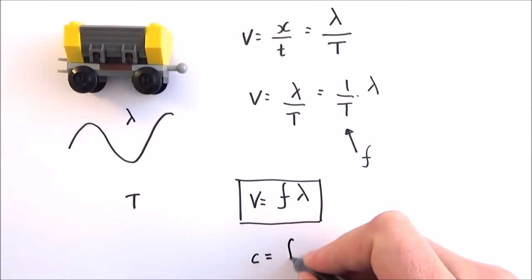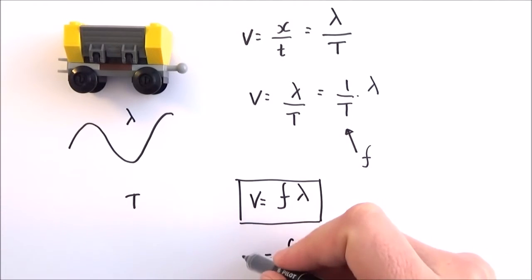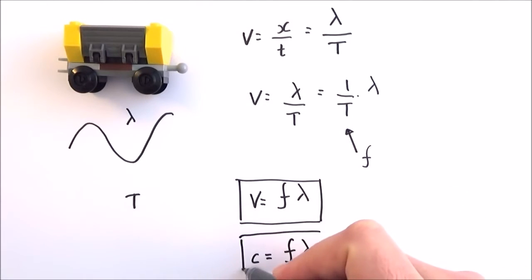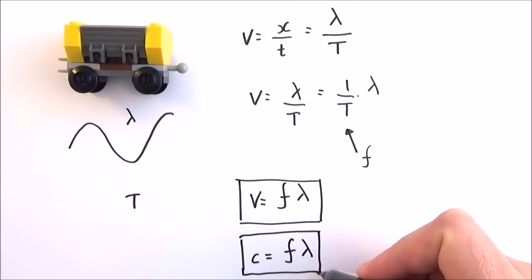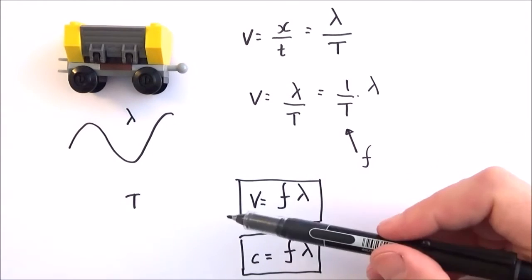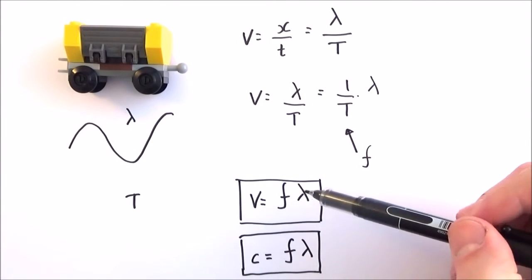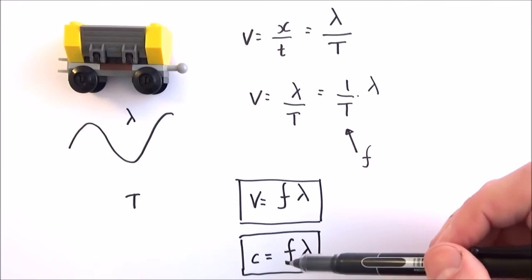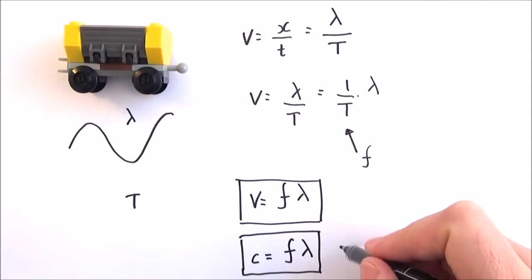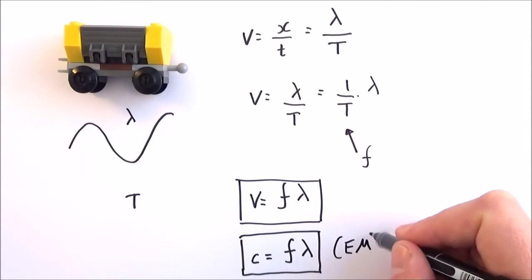And if we're talking about electromagnetic waves, we can say that c equals f lambda, provided those waves are travelling in a vacuum, or something a bit like a vacuum, or close enough like the air. So the wave equation, the wave speed, is equal to frequency times the wavelength, or the speed of light is equal to frequency times wavelength. But this one here is only for EM waves.